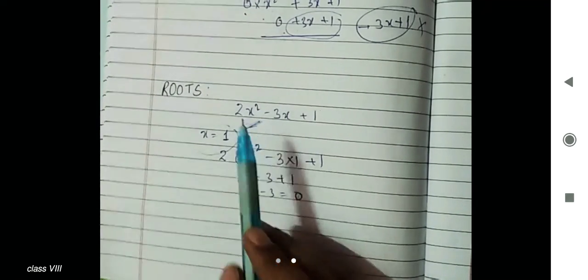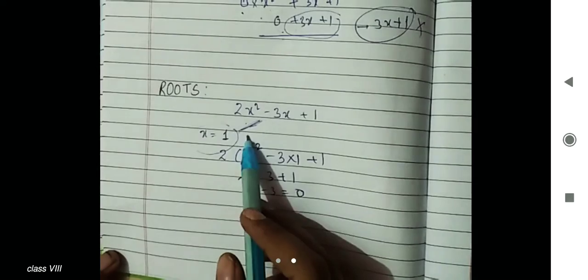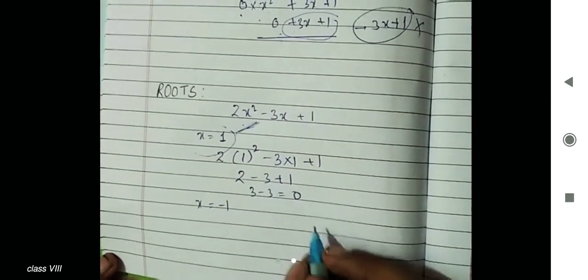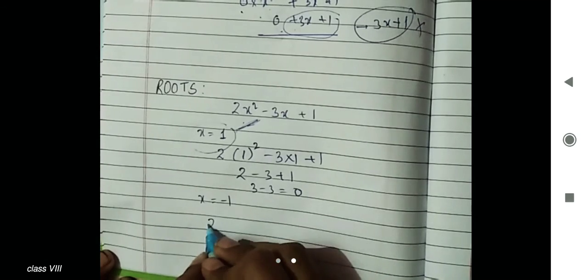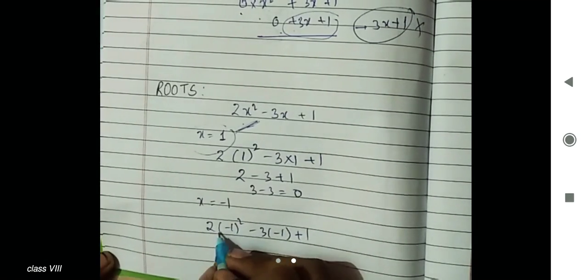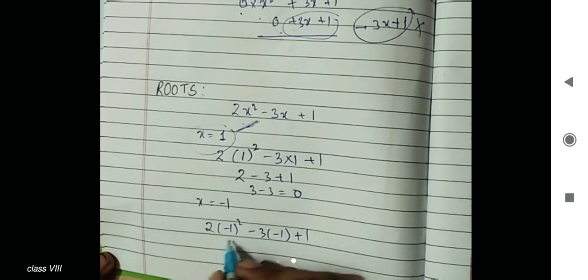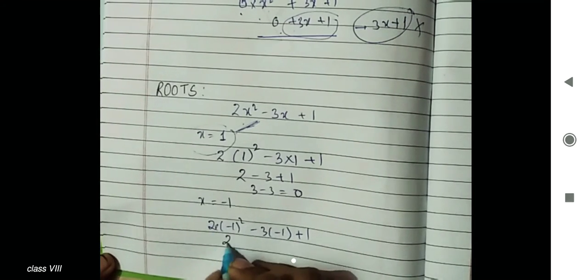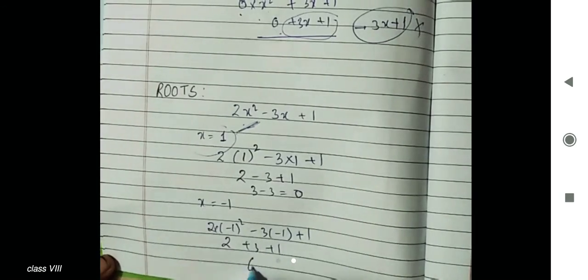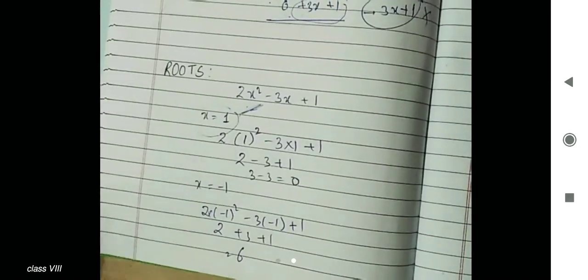Now let's see. I was saying that 1 is a root. Now let's put minus 1. If we put x equal to minus 1, will we get 0? Let's see. 2 into minus 1 square, minus 3 into minus 1, plus 1. Minus 1 into minus 1 gives plus 1, so into 2 gives plus 2. Minus 3 into minus 1 gives plus 3, and plus 1. As you can see, it's not 0, it's coming 6. That's why minus 1 is not the root of this equation.